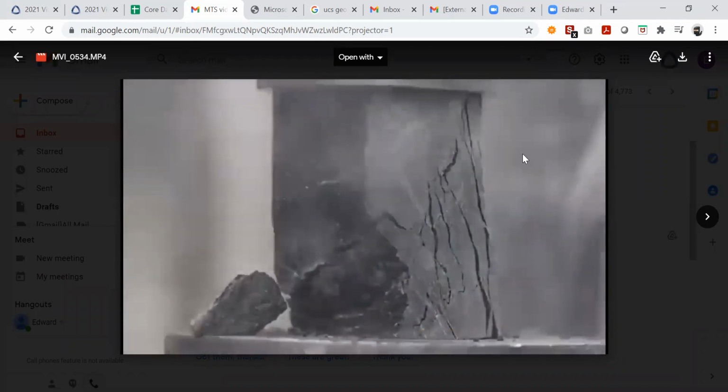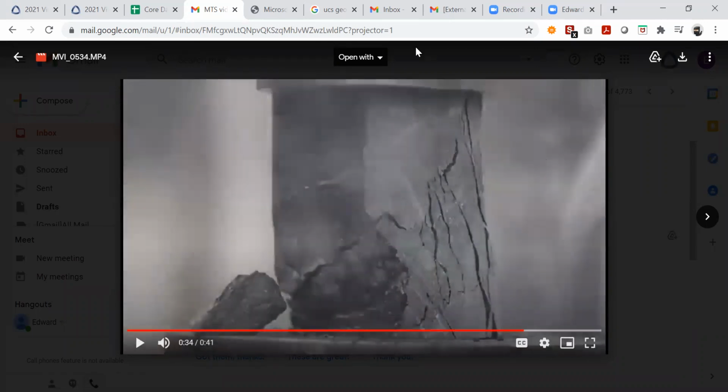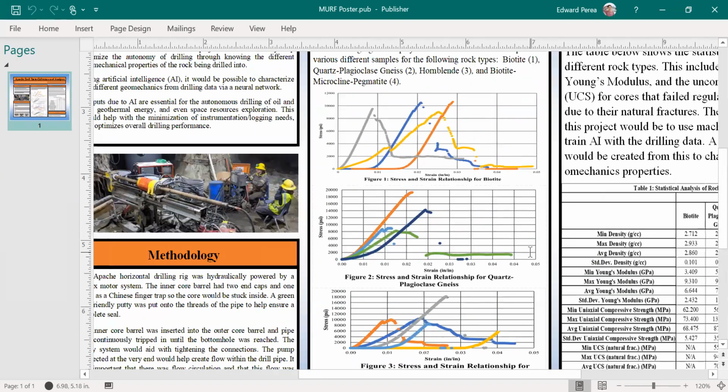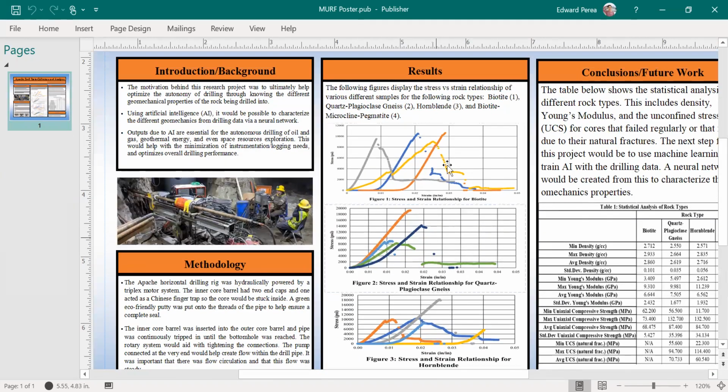There you go. So what the MTS press does is that it would measure the displacement as well as the force, and that enabled us to be able to calculate the stress and strain, and that's what we have here.